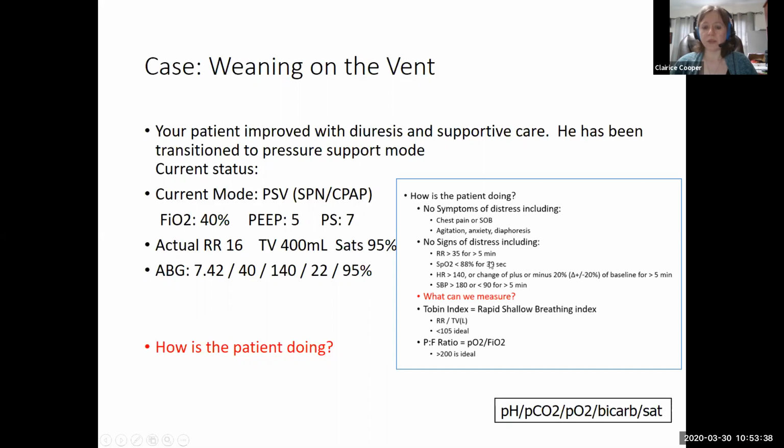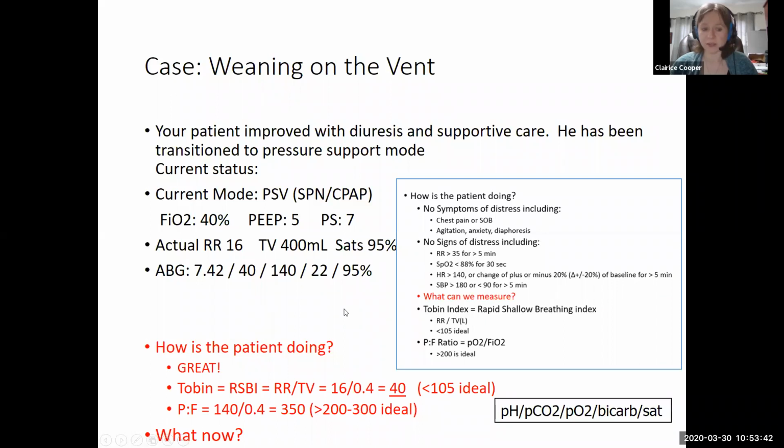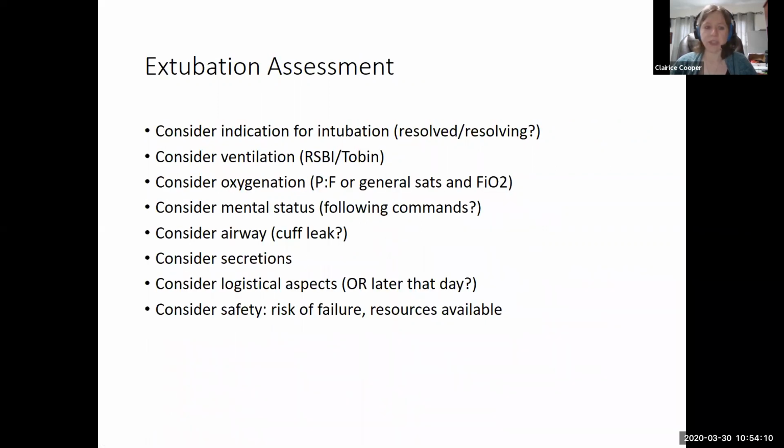Assuming all of the above is fine, we can look at their ventilation and oxygenation, and we find that they're doing great. So the Tobin index, or RSBI, is respiratory rate divided by tidal volume, 16 divided by 0.4, because again, it's tidal volume in liters. We find that it's 40, that's great. P to F ratio is 140 divided by 0.4. That gives us 350, well over 300, wonderful. So what now? We had a successful spontaneous breathing trial. We should assess the patient for extubation.